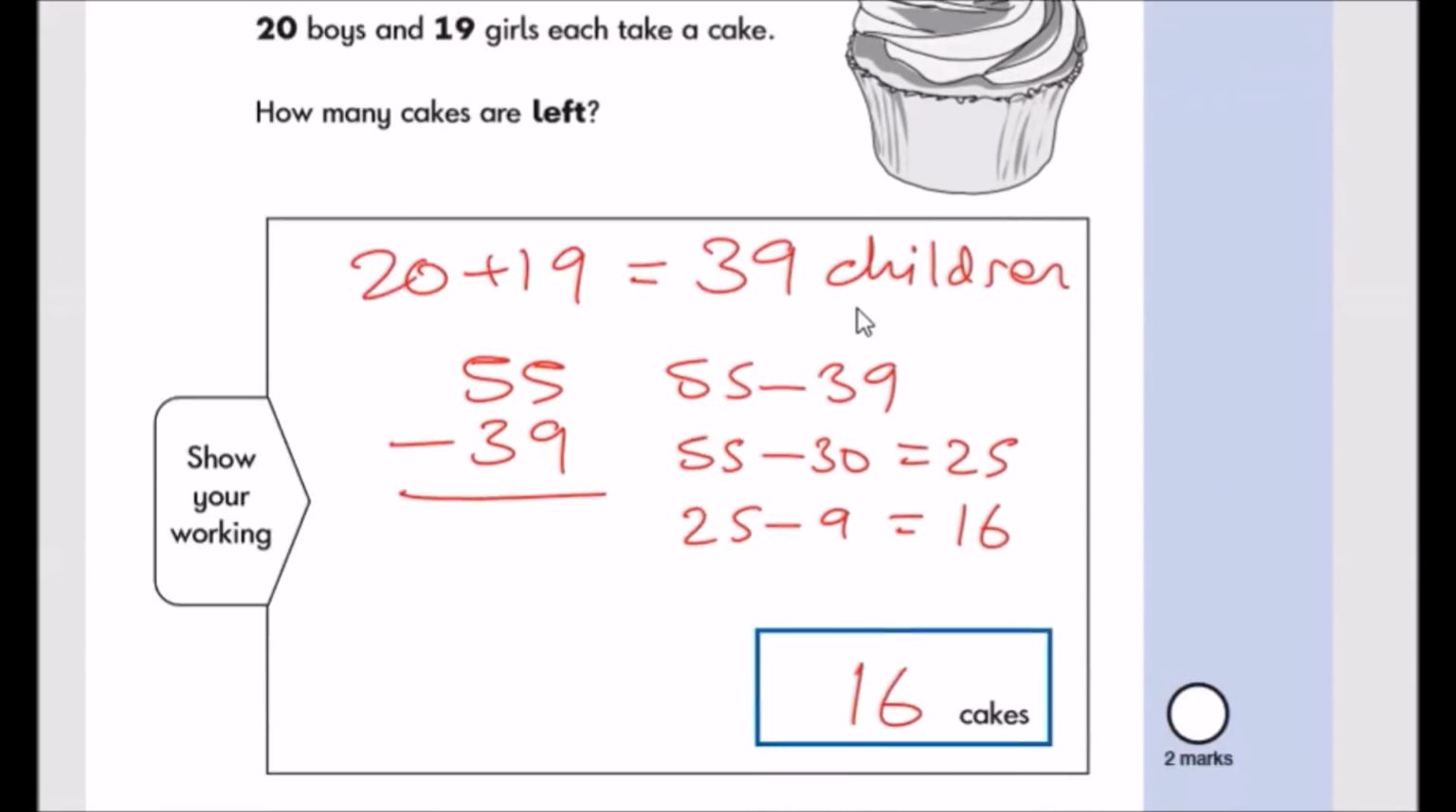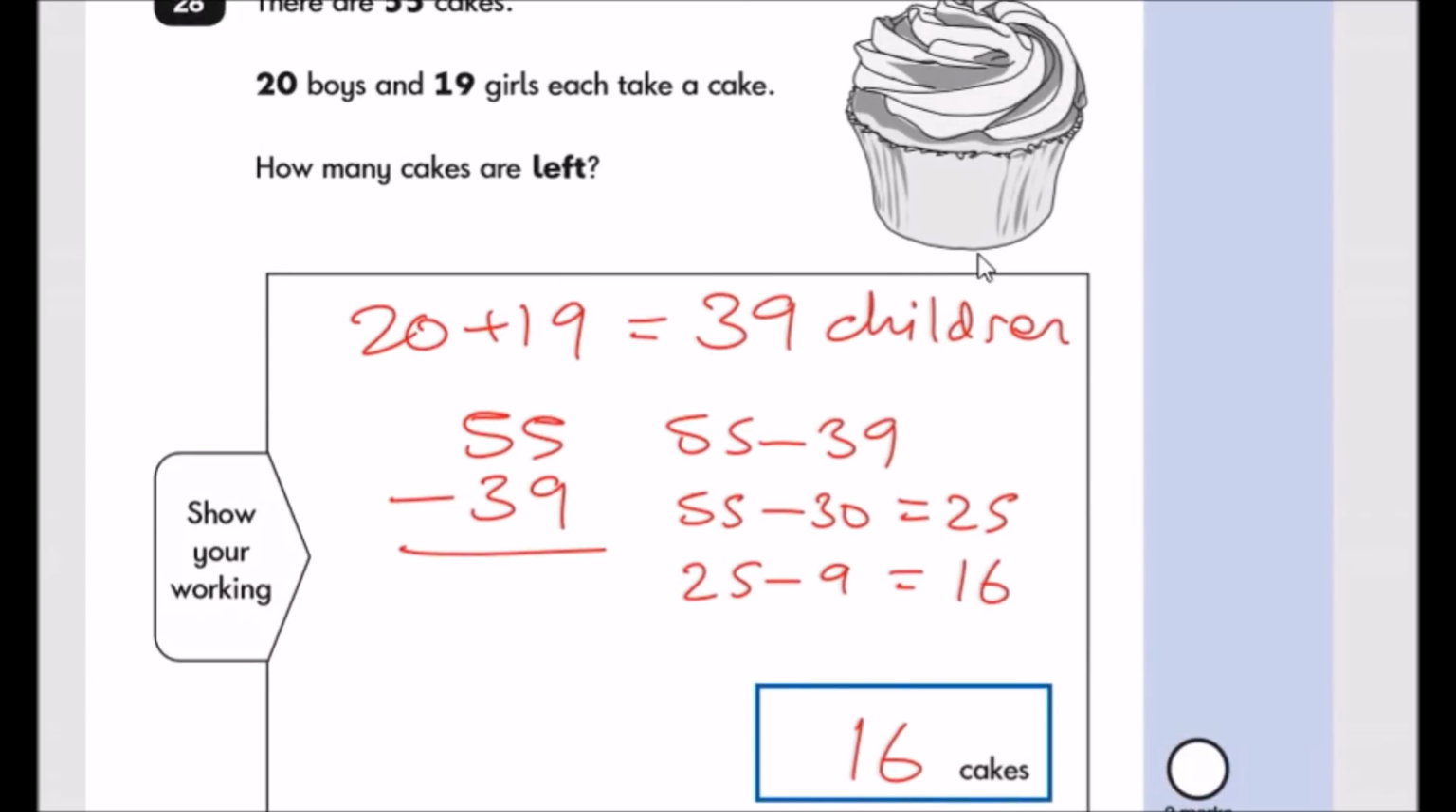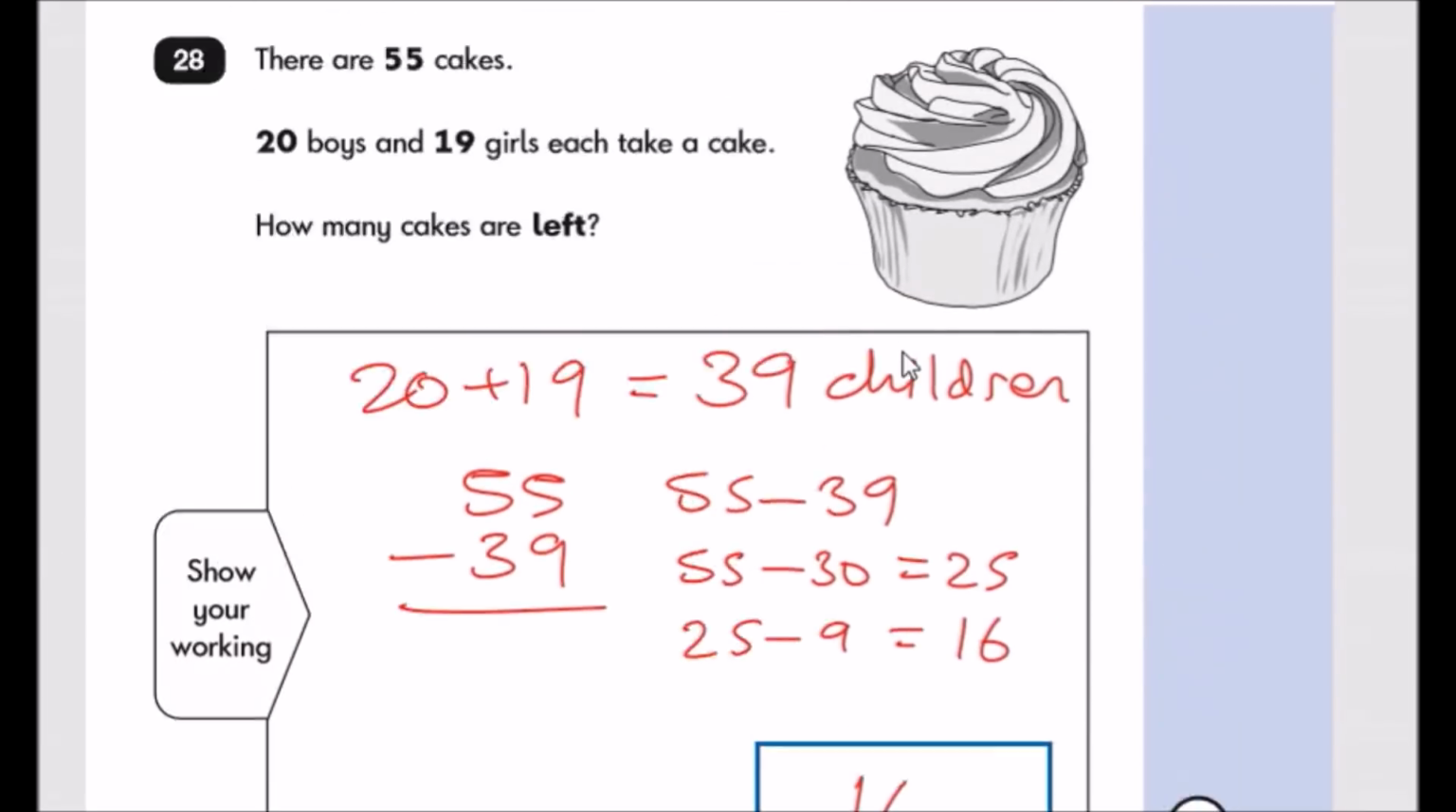Whoa, man, that's not really many cakes, are there? So if it was me, I would have taken 2 cakes, but yeah.